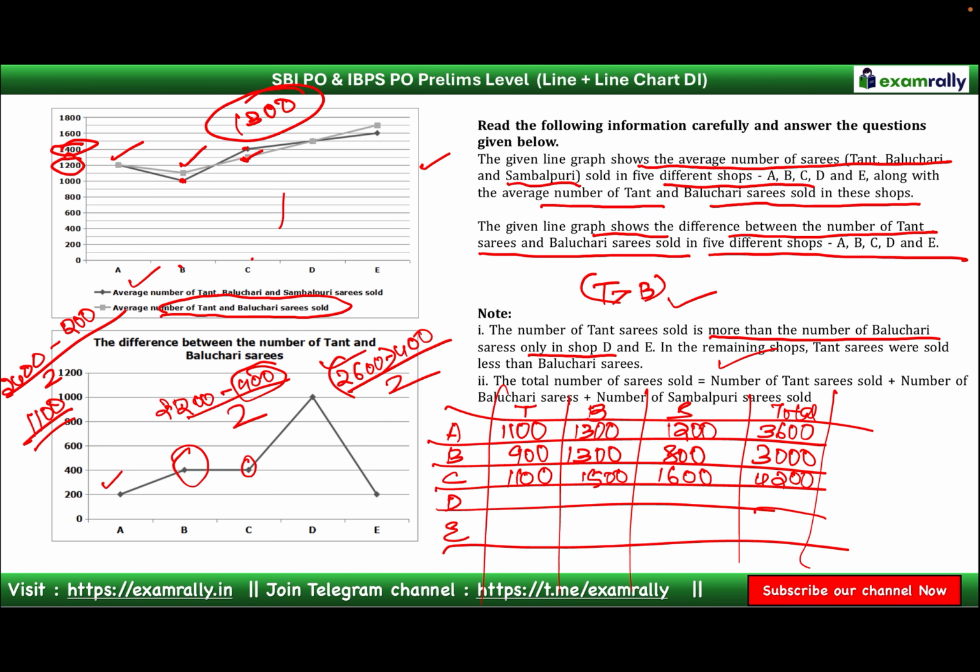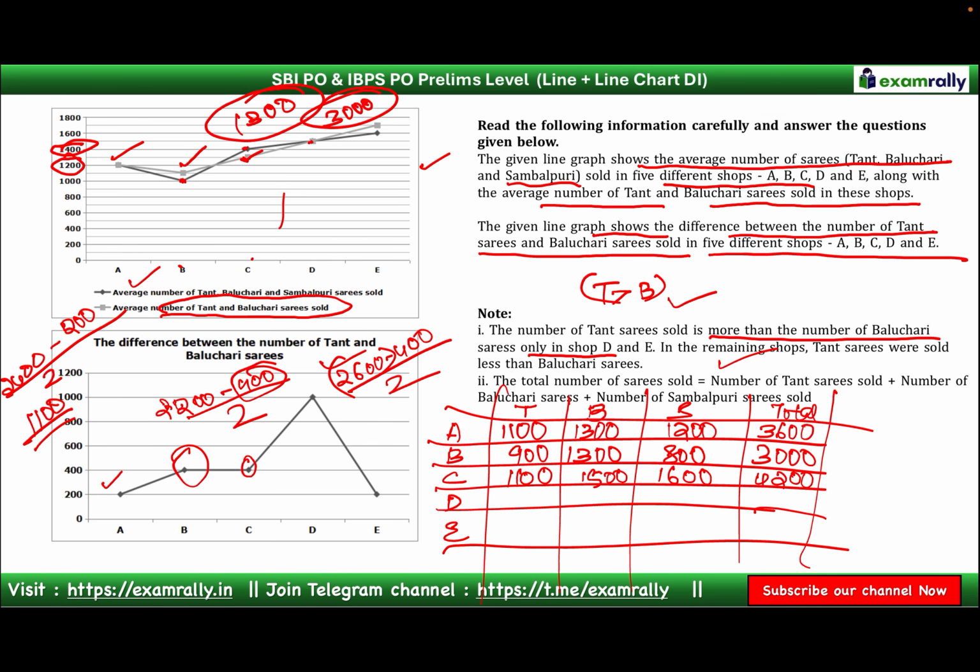Okay, for D and C, carefully listen, tan is greater. So what you have to do in D, the light shade is given here as 1500. See, this is the center value given. Okay, it is above this 1400 and below the 1600, so it is 1500. Okay, so 1500 into 2 will be equal to 3000. I'm taking the total here.